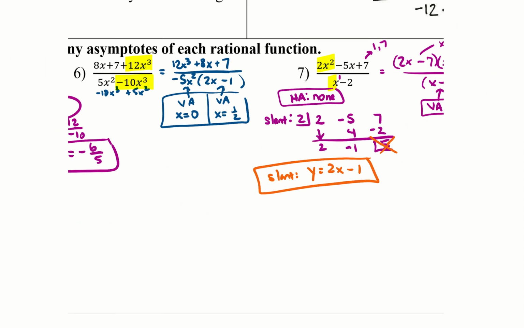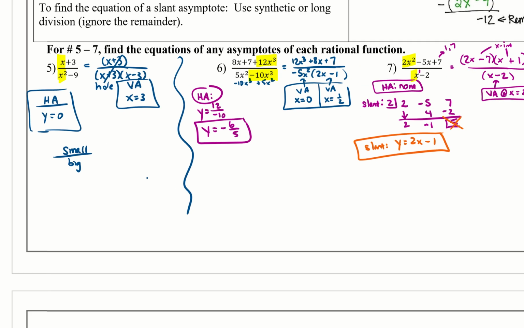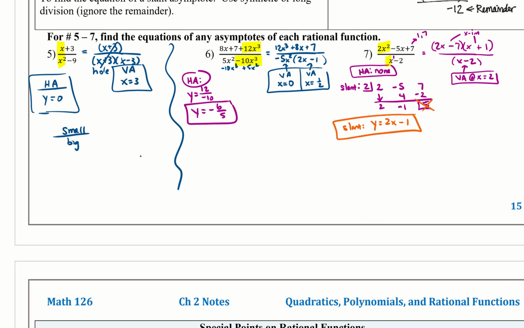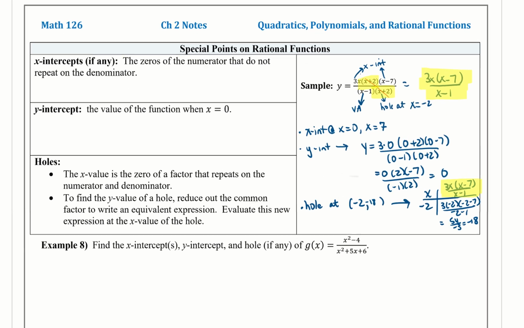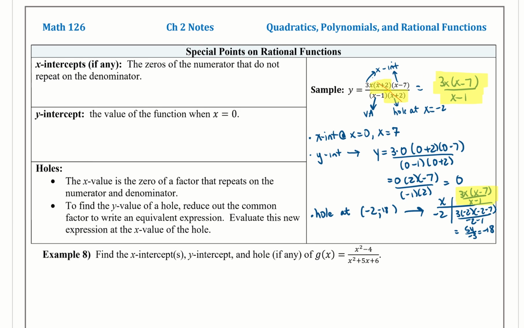Okay, so there are different ways to explore those asymptotes. Notice they're all equations. They have either an x equals or y equals. Vertical would be the ones that are x equals. Horizontal and slant are y equals. Well, there are some other important things that can help us when we're graphing rational functions. The x-intercepts are the zeros of the numerator that do not repeat on the denominator.